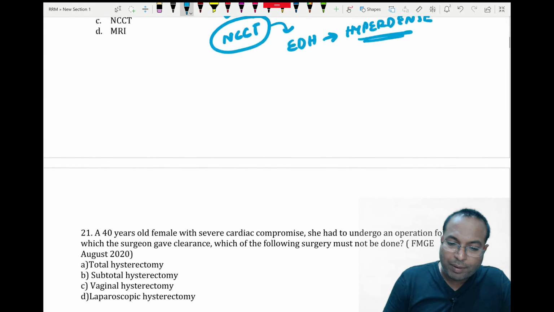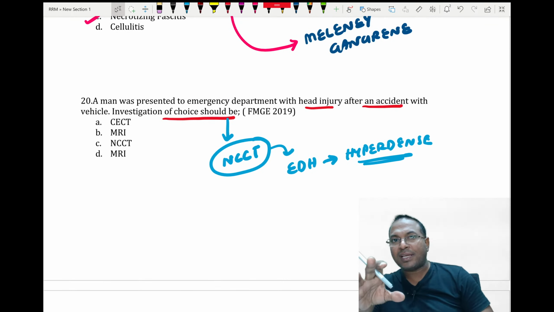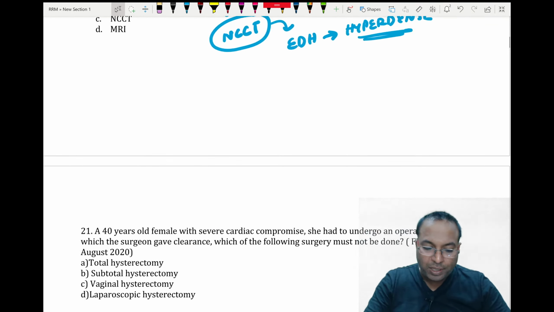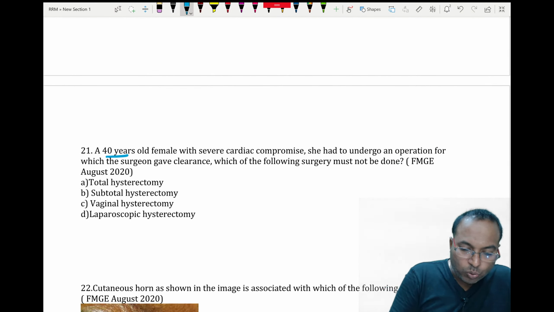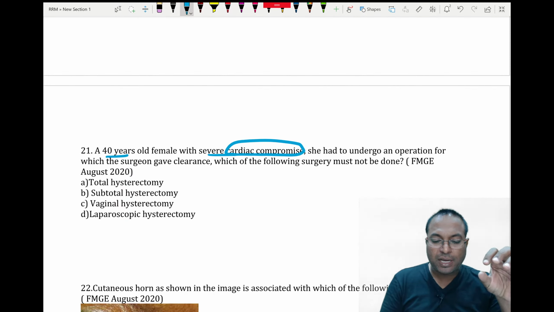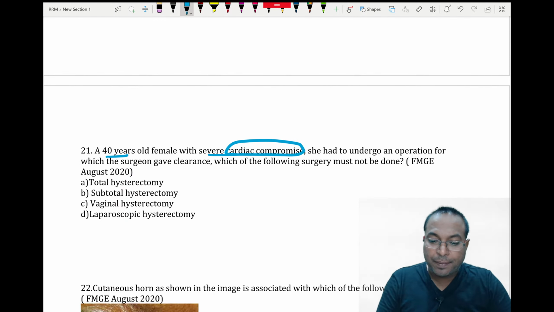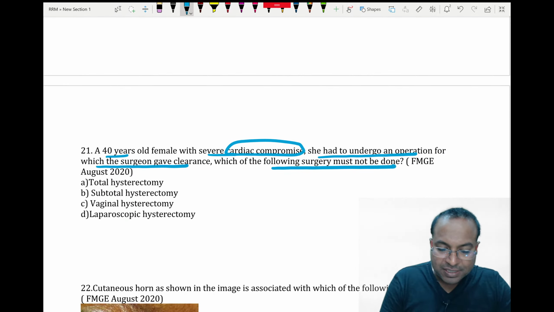So we have completed the FMGE 2019 basic questions. Now you just think you are an exam going student in 2020. You are going for the exam in 2020. See the questions now. A 40 year old female with severe cardiac tamponade, another high yield area. Like tension pneumothorax, cardiac tamponade is a high yield area. She had to undergo an operation for which the surgeon gave clearance. Which of the following surgeries must not be done?